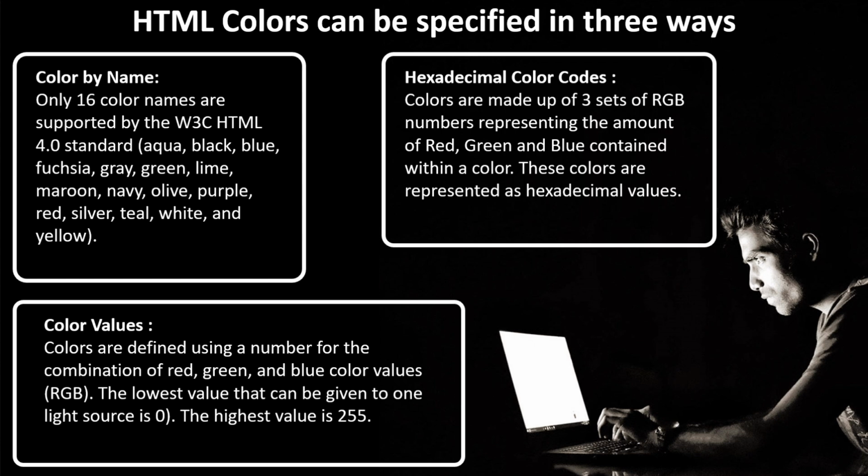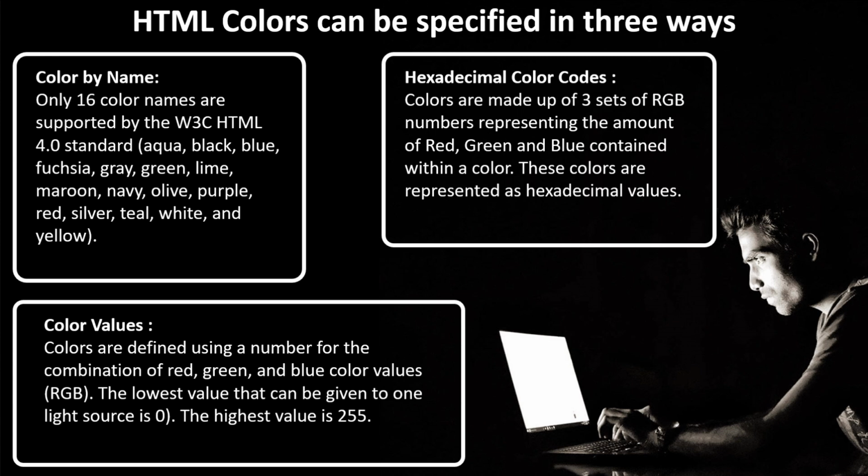HTML colors can be specified in 3 ways: color by name, hexadecimal color code, and color by color values. Color by name: only 16 names are supported by the HTML5 standard: black, blue, fuchsia, gray, green, lime, maroon, navy, olive, purple, red, silver, teal, white, and yellow.